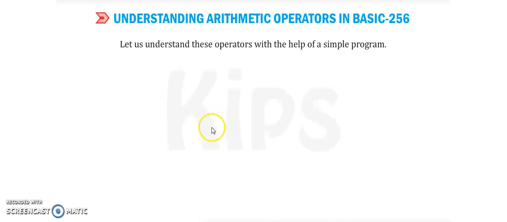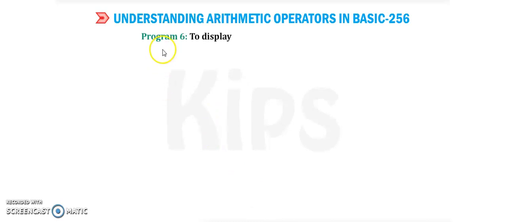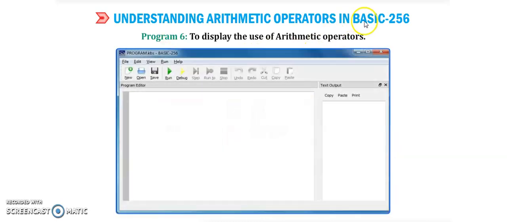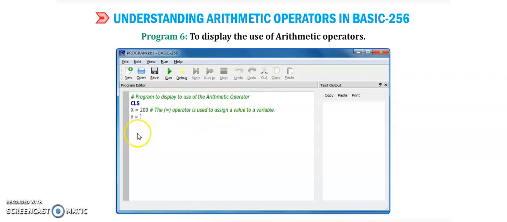So let us understand these operators with the help of a simple program. Program number 6, to display the use of arithmetic operators. So the program to display the use of arithmetic operators is CLS. Then x is equal to 200. The value of x is 200. The equal sign is the operator used to assign a value to a variable. Y is equal to 120. Z is equal to x plus y. It means the plus operator will add the values of x and y. The x value is 200 and the y value is 120. So it will print z, the sum of x and y values stored in the variable z is printed.